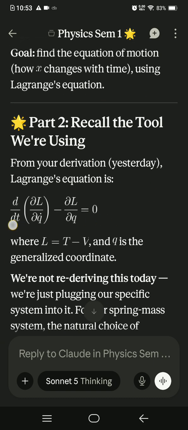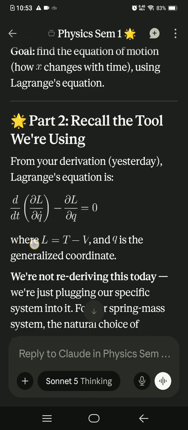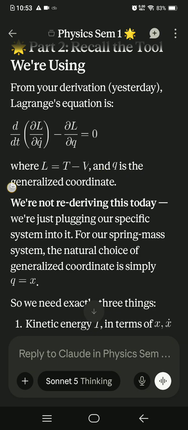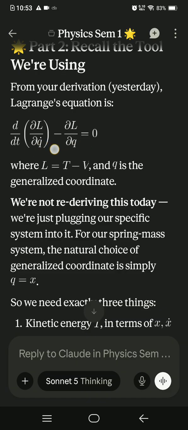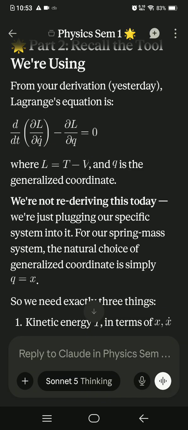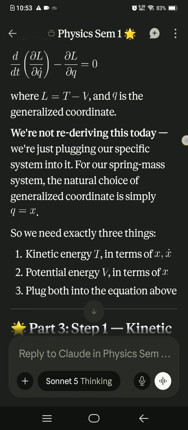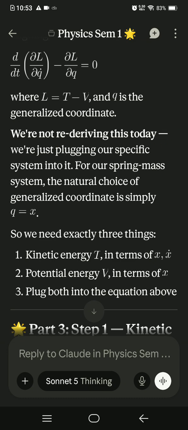We are using this equation. We already derived it in another video, where L equals T minus V, where T is kinetic energy and V is potential energy, here for the spring. q is the generalized coordinate, and q dot is the time derivative of q, basically velocity. We are not re-deriving this today. We are just plugging a specific system into it.